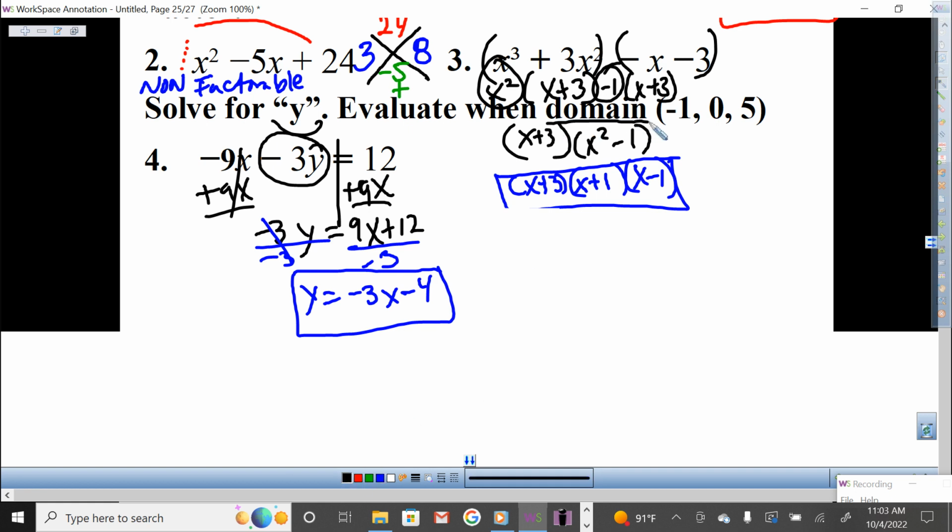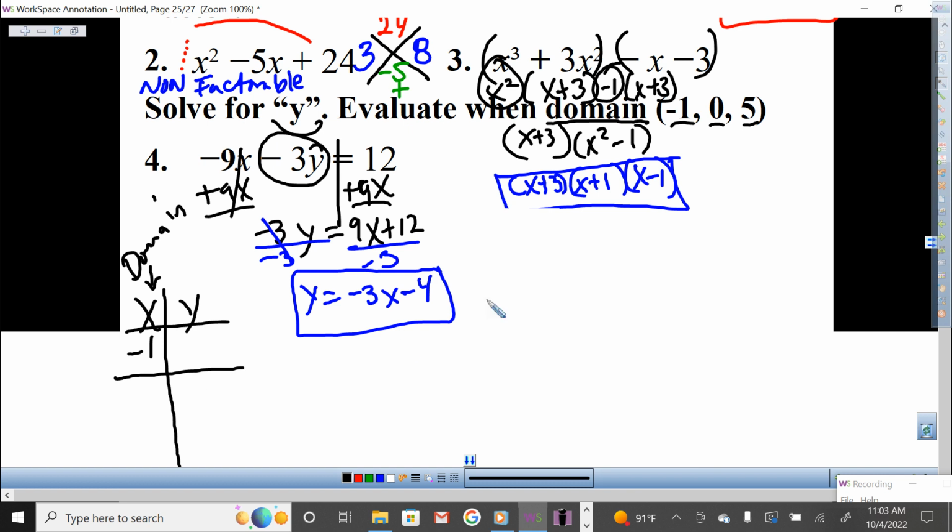What does domain stand for? All x values. How many x values? 1, 2, 3. From this point forward, when they ask you to substitute or evaluate using the domain, I want you to make a table. x and y. The domain is all x's. So I have negative 1, which is here, 0, and the last one, 5.